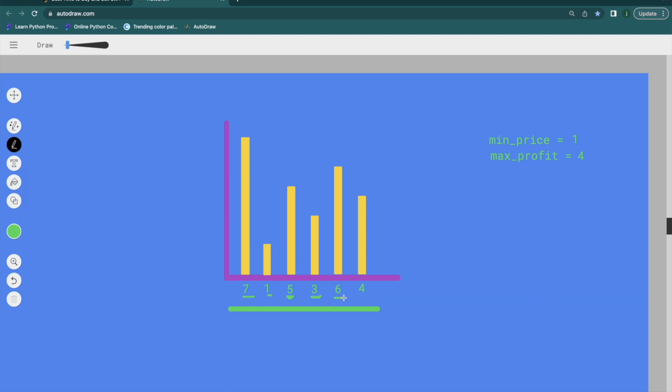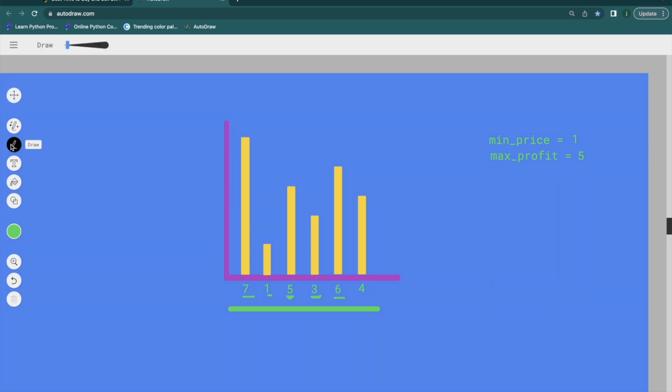So you would continue to the next day. On the next day, you're going to check the difference and then see the profit that you're going to make if you were going to sell it at this price. So 6 minus 1 is 5. So is 5 greater than the maximum profit? Yes. In that case, you would ask them to sell it and then make a maximum profit of 5. So this is the current max profit that you are going to make.